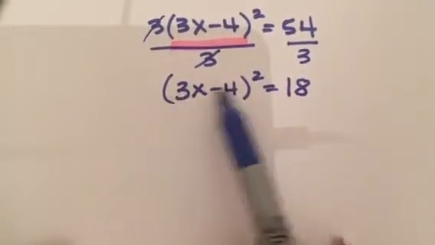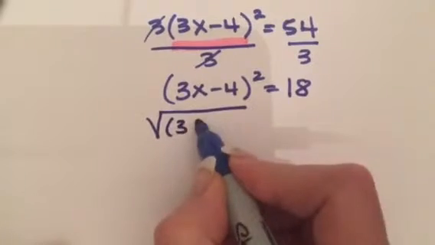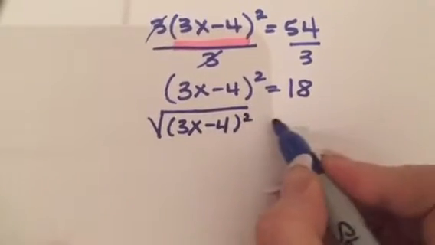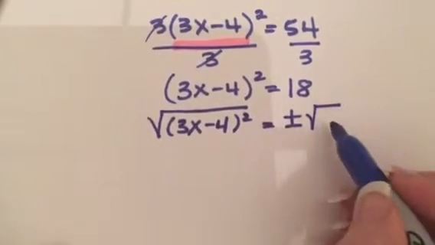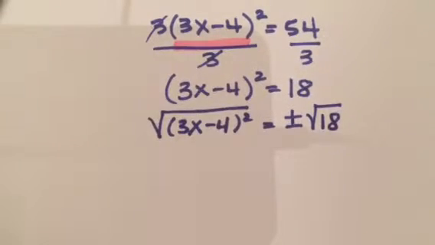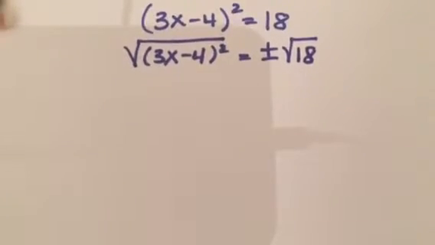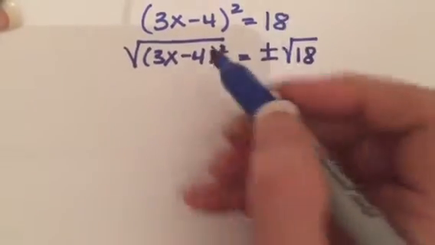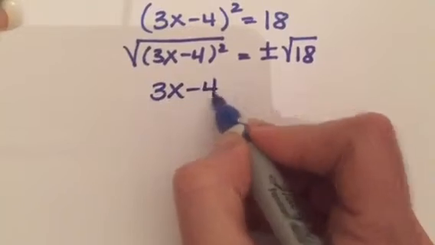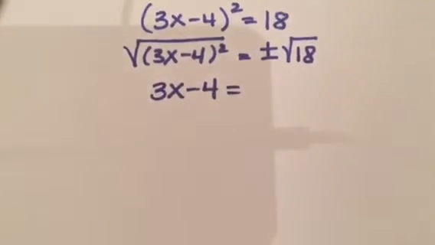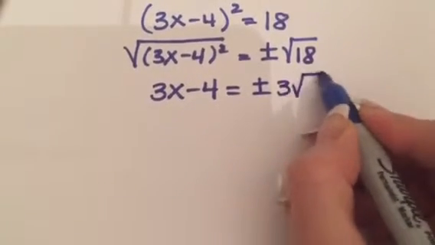Okay, so now the expression being squared is isolated. So let's go ahead and then take the square root of both sides. So we would have the square root of 3x minus 4, quantity squared, is equal to plus or minus, because of this variable, the square root of 18. On the left-hand side, it's easy. We've got the square root and a square on the same expression. They are inverses, so they undo each other. So we have 3x minus 4 on the left. On the right-hand side, we've got plus or minus the square root of 18, which simplifies to plus or minus 3 square root of 2.